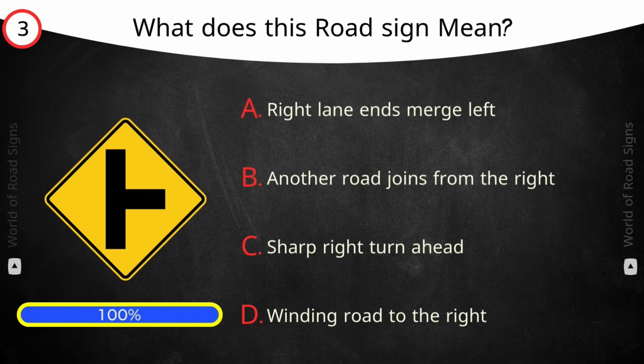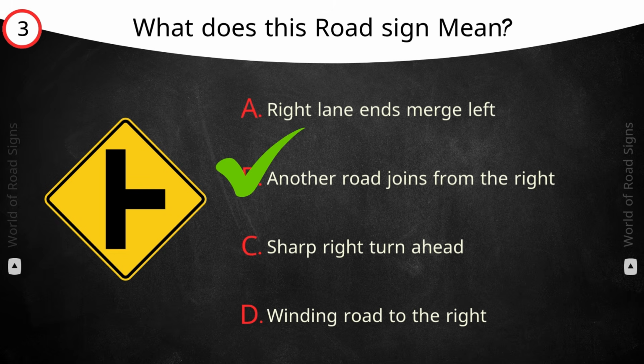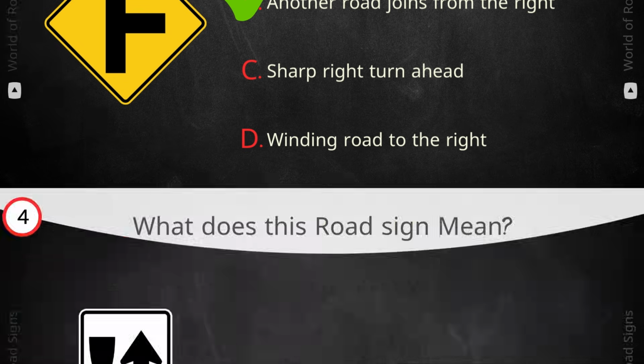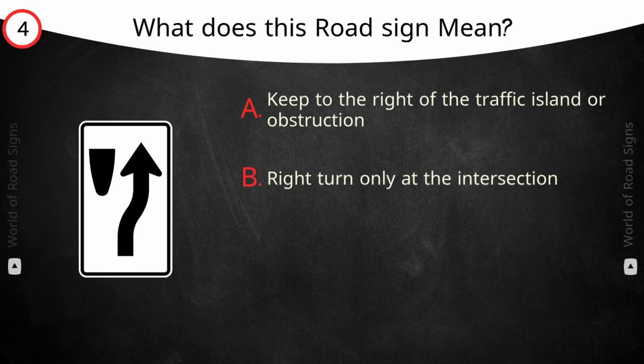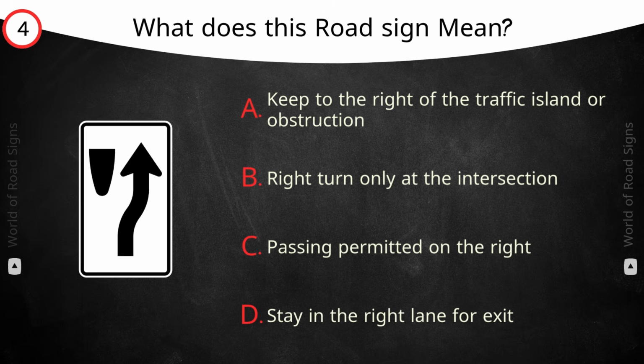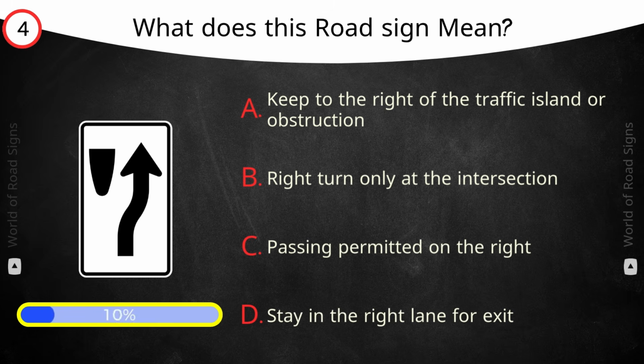The answer is option B. Another road joins from the right. Question 4. What is the message behind this sign? A. Keep to the right of the traffic island or obstruction. B. Right turn only at the intersection. C. Passing permitted on the right. D. Stay in the right lane for exit.